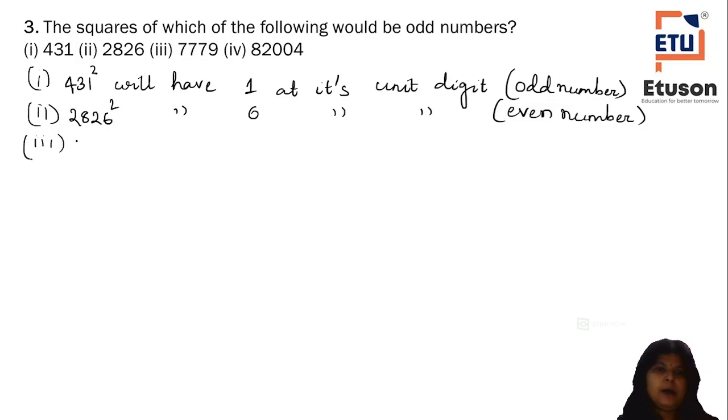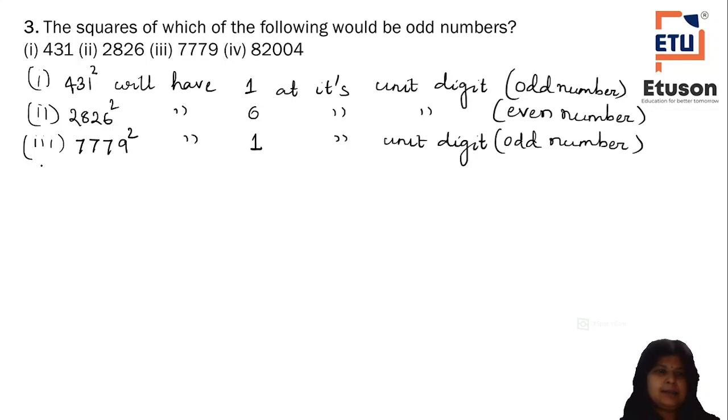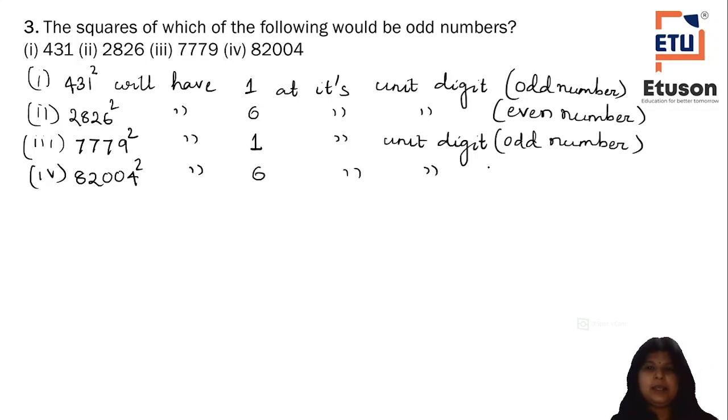Then you have 7779 square, which will have 1 at its unit digit, correct or not? So which kind of number will it be? If you have 1 at its unit place, it will be an odd number, correct or not? Okay, so now if the number is 82,004, then what will you have at the units place? It is 6 at its unit digit, so it will be an even number.